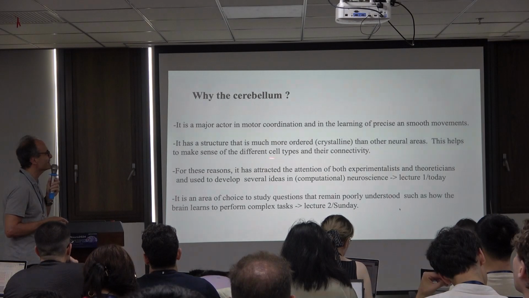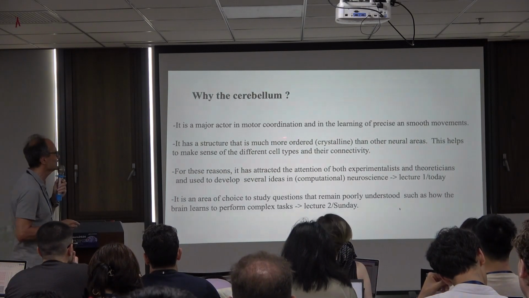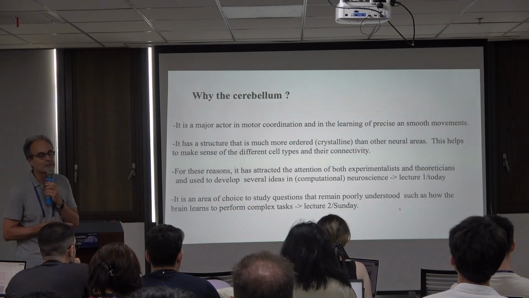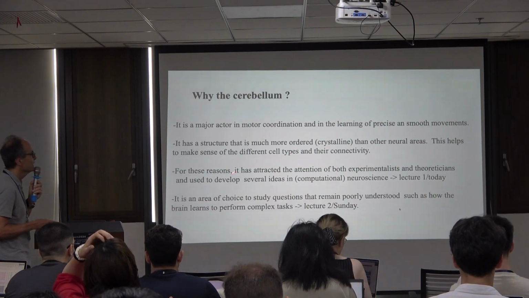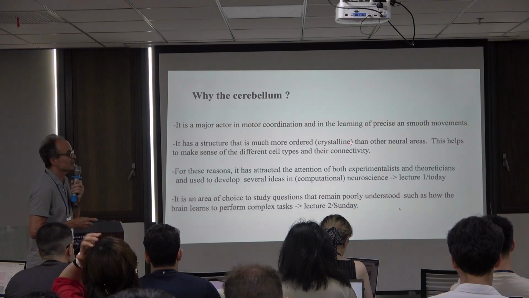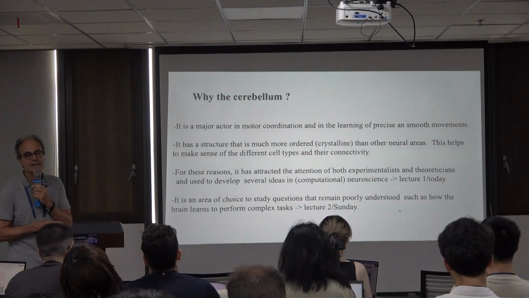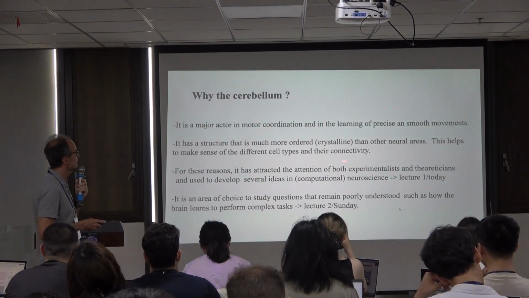So it has a structure that is very ordered. It's a structure that is much more ordered than other neural areas. It's a very crystalline area, I will show you. And of course, the fact that it's crystalline helps to make sense of the different cell types and connectivity. I will show you how this is going on.